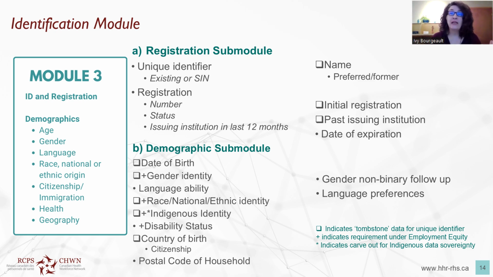Another way to create a unique identifier is through an algorithm by including these tombstone data elements, and that's why we've put name in the enhanced one. We would not need name if you have a unique identifier or chose social insurance number. Initial registration, path, issuing institution, again, tombstone data that we wouldn't need. These are what we are going to be asking to create a unique identifier. You would have registration number, status, and the issuing institution in the past 12 months. So that's the registration module.